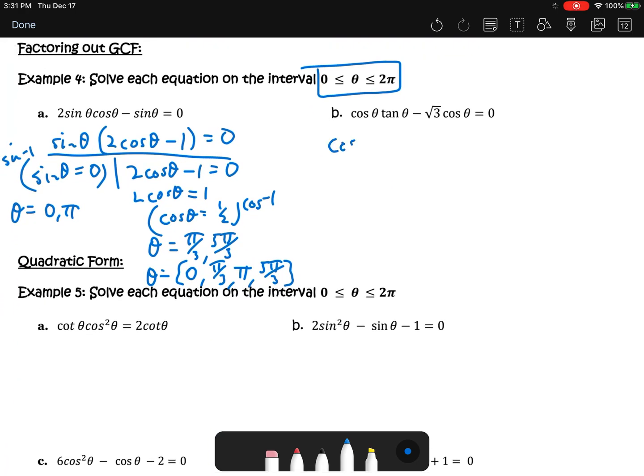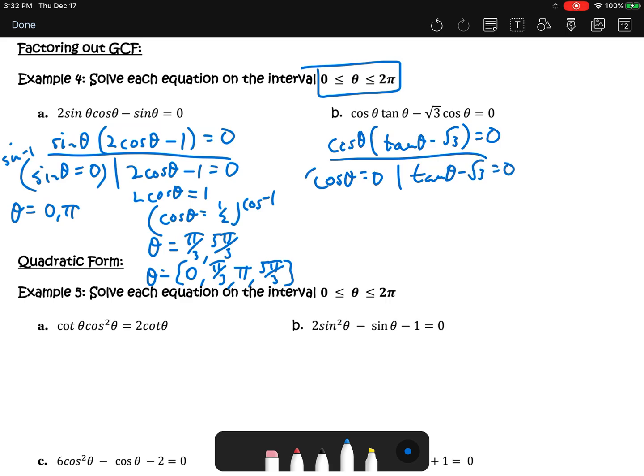Now the next one, we can factor out a cosine, and we're left with tangent theta minus radical 3 equals 0. So again, we're going to set each of those equal to 0, and then we're going to solve each of them independently. Well, we take the inverse cosine. When is cosine 0? Pi over 2 and 3 pi over 2.